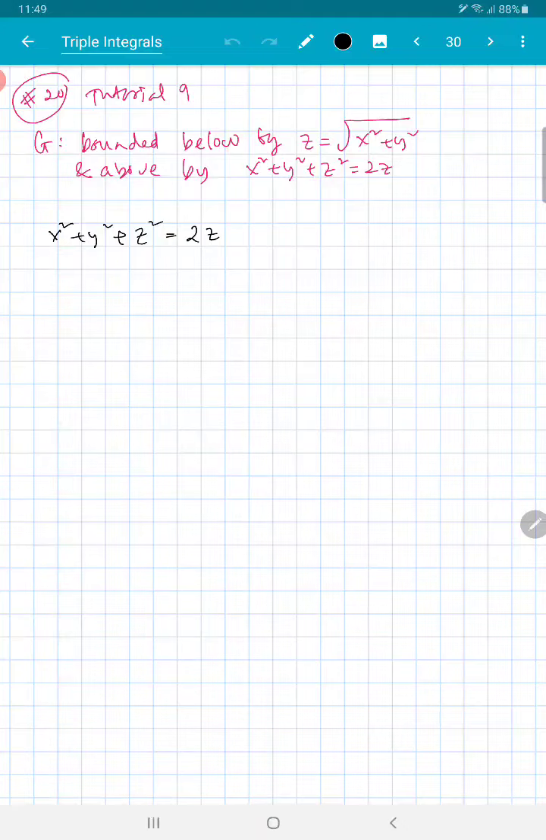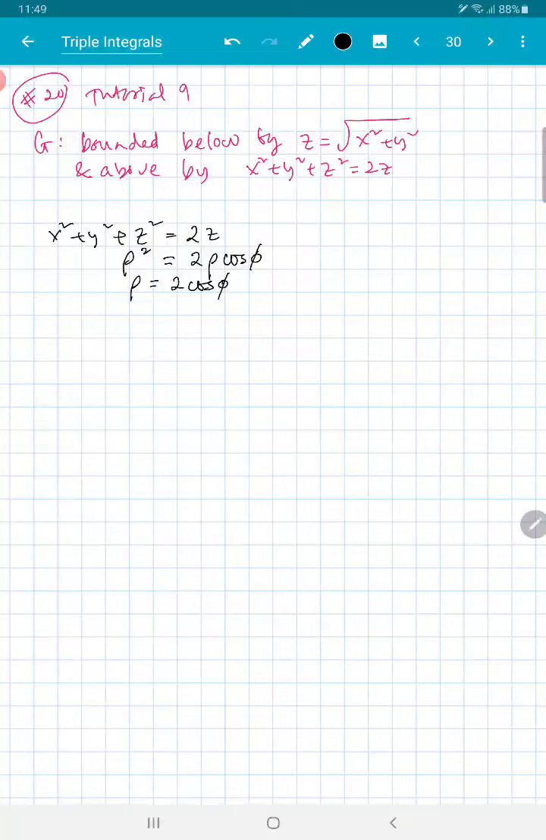Let's rewrite the equation of the sphere using spherical coordinates. On the left hand side we have x squared plus y squared plus z squared, which is equivalent to rho squared. On the right we have 2z, and z in spherical is rho cos phi. Simplify this by dividing both sides by rho, and we get rho is 2 cos phi. So another name for our sphere is rho equals 2 cos phi.